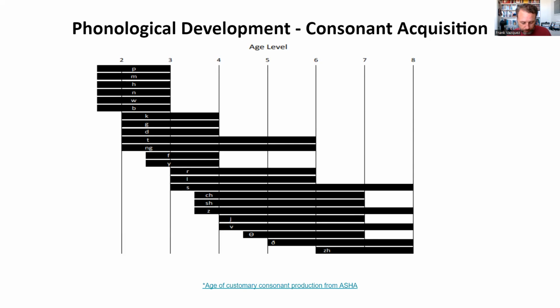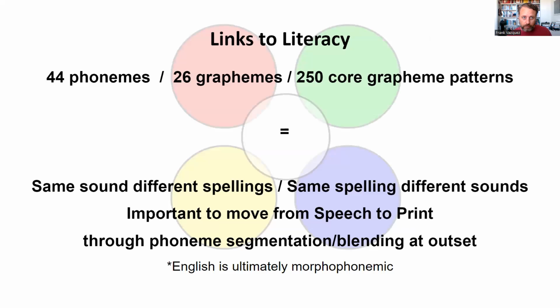Links to literacy. Once again, I've alluded to some of this. We have 40 to 44 phonemes, only 26 graphemes. The grapheme, the letter, or the single letters within the language, we have that.